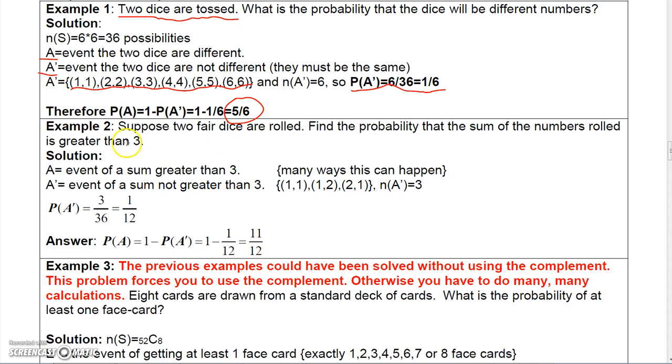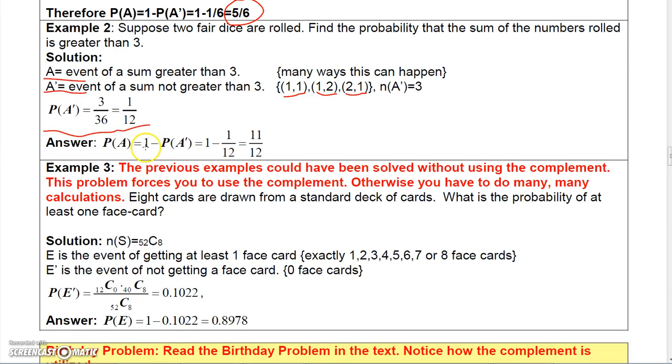Example 2 says, suppose 2 fair dice are rolled. Find the probability that the sum of the numbers rolled is greater than 3. Well, let's let A be the event of a sum greater than 3. And there are lots of ways that can happen. So let's find the event of a sum not greater than 3. Well, notice there are only 3 ways that you can get a sum not greater than 3. So the probability of that event would be 3 out of 36, or 1/12. So now all I have to do is subtract that from 1. So 1 minus 1/12, and now the probability that the sum is greater than 3 would be 11/12.